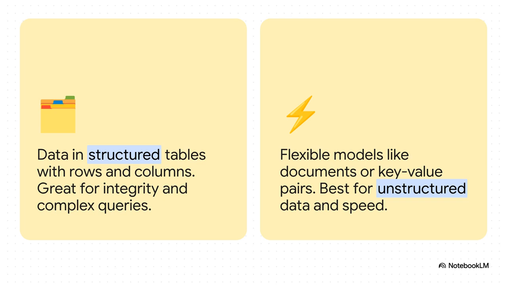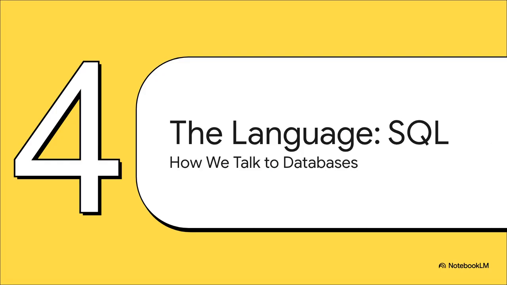On the other side, you've got NoSQL. This is all about flexibility and speed. It can handle massive amounts of messy, unstructured data, like social media posts or sensor data, and it's built for lightning-fast performance. So it really boils down to this: do you need strict structure, or do you need massive scale and flexibility?